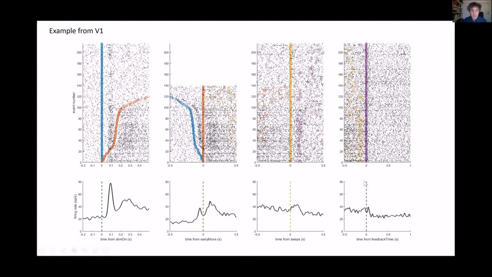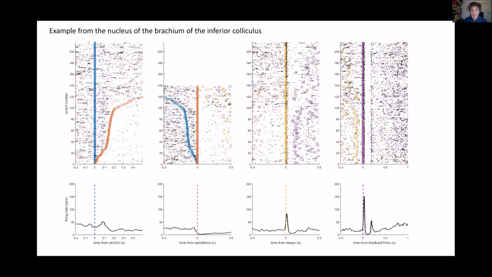All right, let's look at another example. This one is from the nucleus of the brachium of the inferior colliculus, and it's got a nice illustration of this sort of thing you can see with this. There's all sorts of structure going on in the cell's firing, which, because this is an auditory area, perhaps has something to do with the not completely silent environment of the rig.